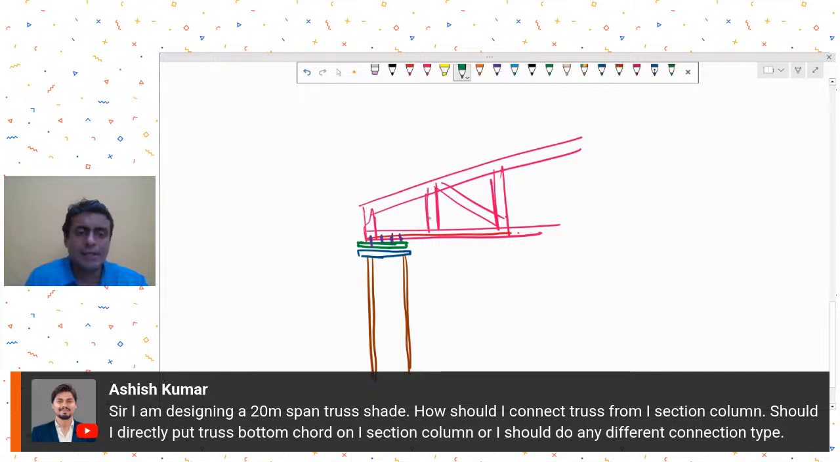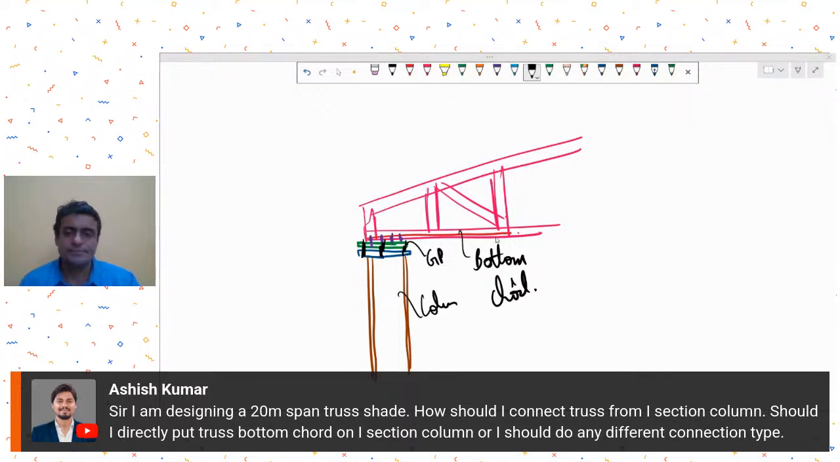So this green plate is connected to the bottom chord of the truss. This blue plate is connected to the column. And then you can connect these two plates together in order to achieve the desired connection. So yes, you can do this. You can connect the bottom chord directly to the I section column, but of course through some plates, which is overall easier to execute on site. Okay.